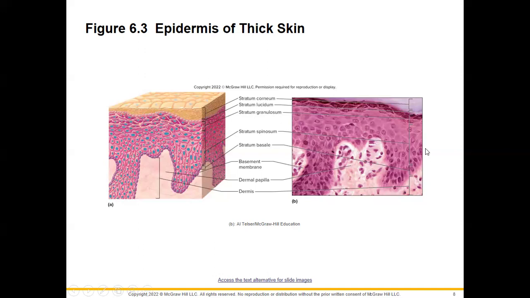So basement membrane, stratum basale, then the stratum spinosum is going to be superficial to that. And then the stratum granulosum is going to be superficial to that. Above that, if this is thick skin, you'll see a clear layer of cells, the stratum lucidum. So here, stratum lucidum. And then superficial to that, most superficial, is your stratum corneum, and that is associated with the outer layer of skin that we can feel when we're touching our skin.